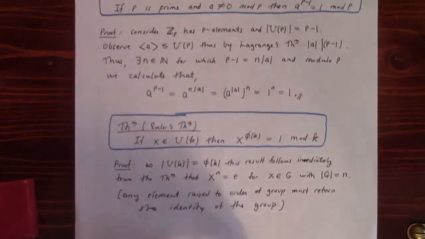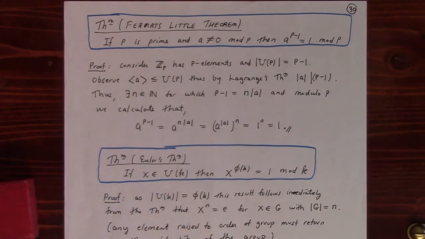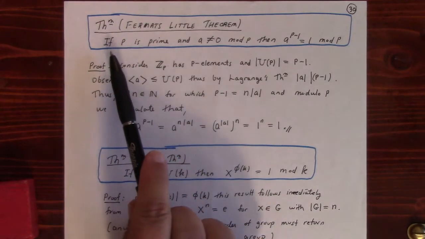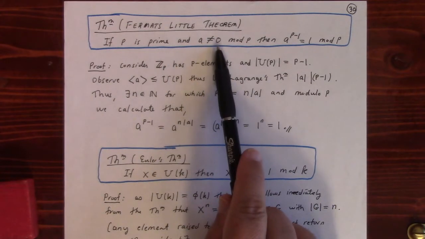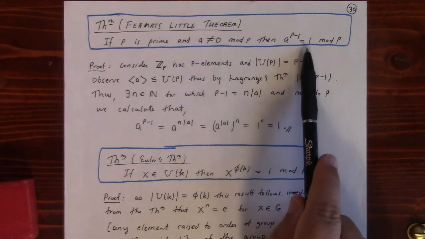Alright, now, last but not least, we can talk a little bit about Fermat's little theorem. Now this actually isn't in Stillwell, of course. If p is prime and a is non-zero mod p, then a to the p minus 1 is equal to 1 mod p.